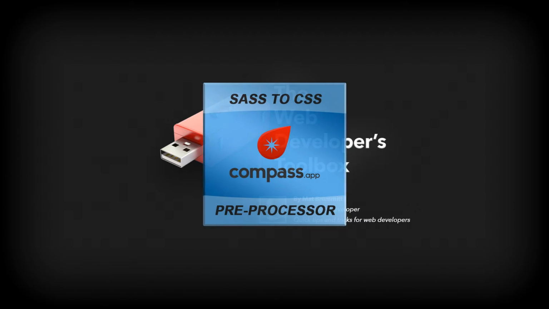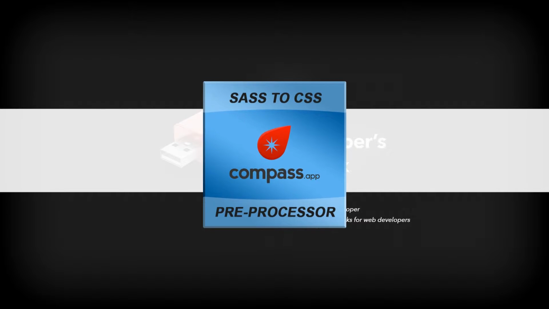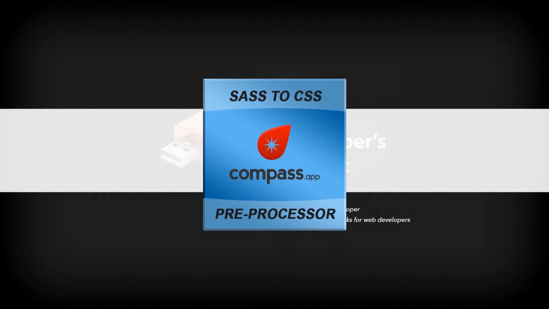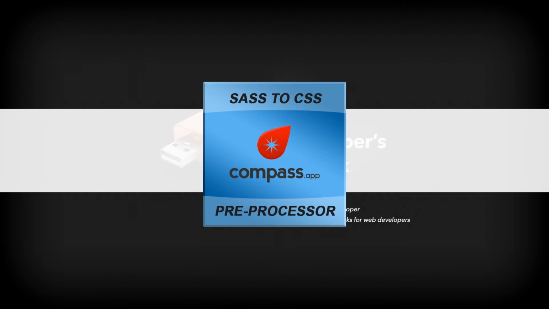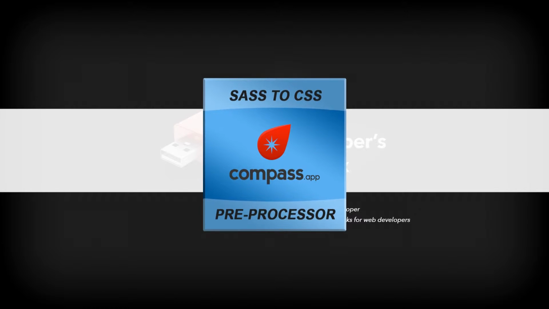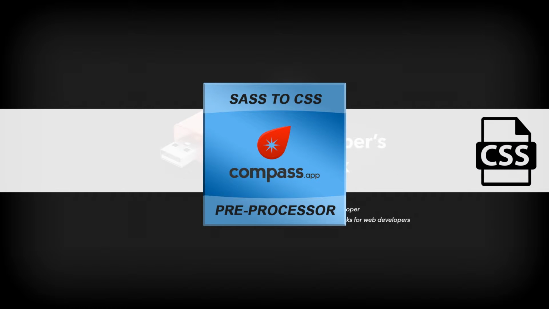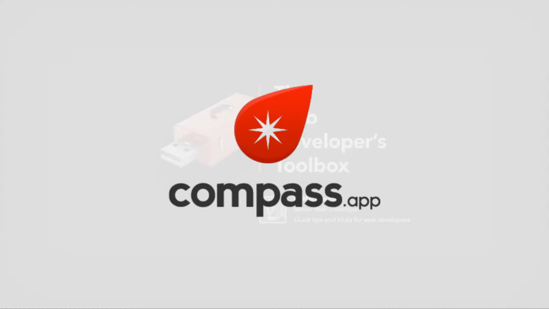Our SASS code needs to be converted or processed into one or more CSS files that a web browser does understand. This conversion of SASS to CSS is handled by a CSS preprocessor, a piece of software that watches for changes to your SASS files and regenerates CSS files for you every time you hit the save button. The preprocessor we are going to use is called Compass.